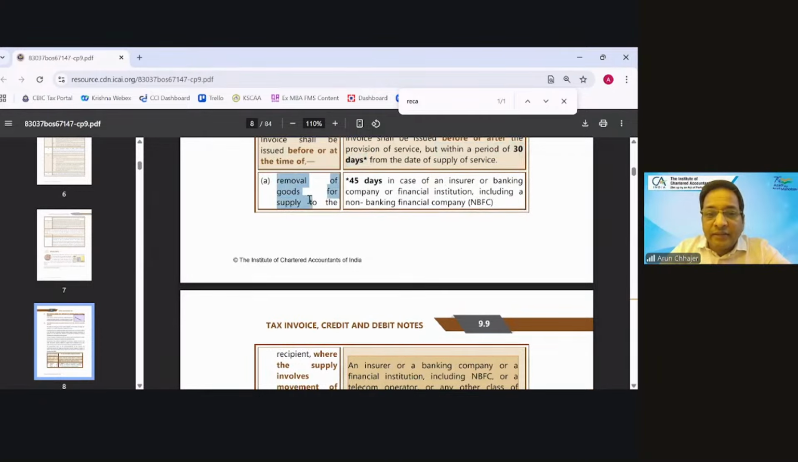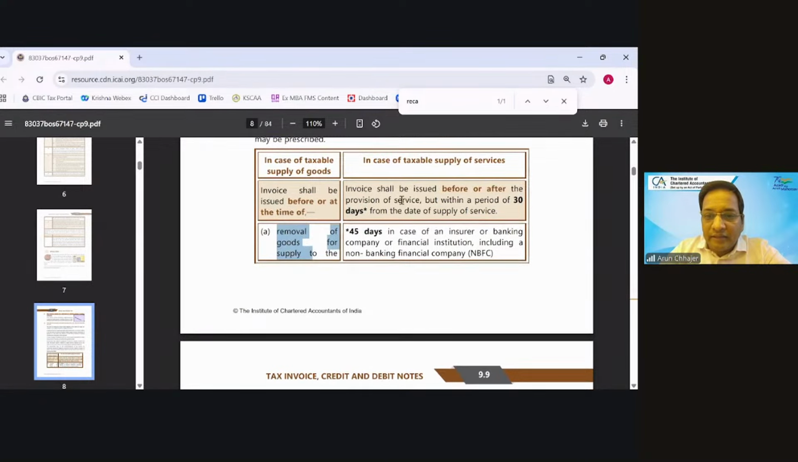And in case of service, 30 days. And if it is insurance, banking, financial institution, NBFC, it is 45 days. Now, please give me the answer: in case of the telecommunication service, a telephone operator, Airtel, Bharti Airtel, Jio, what is the time limit to issue the invoice? Is it 30 days or 45 days?